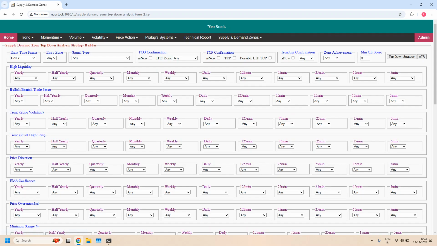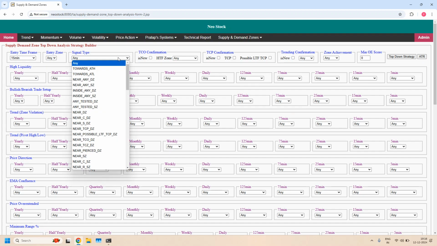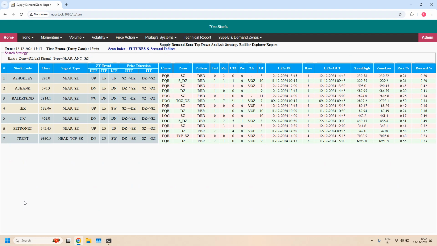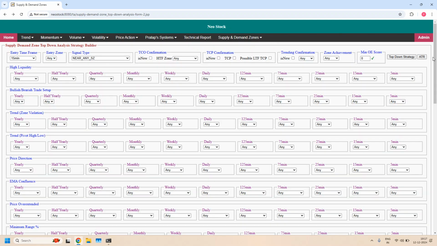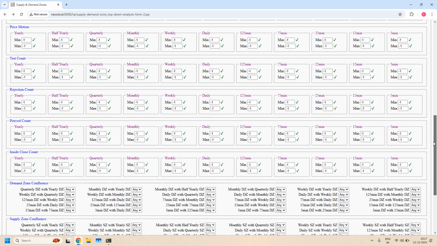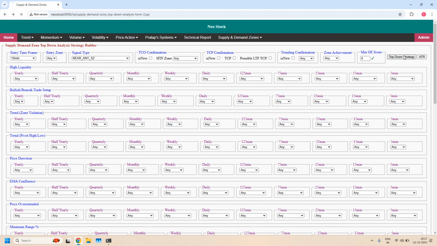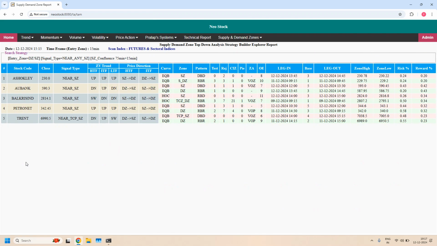Okay, next 15 minutes time frame. Stocks near 15 minutes supply zone. We got 7 stocks. Out of these 7, how many are having ITF supply zone confluence? Let's filter 15 minute supply zone with 75 minute supply zone confluence. I am enabling that filter. So with this filter, out of 7 stocks, we got 5 stocks. All these 5 supply zones, 15 minute supply zones, are part of the 75 minute supply zone.